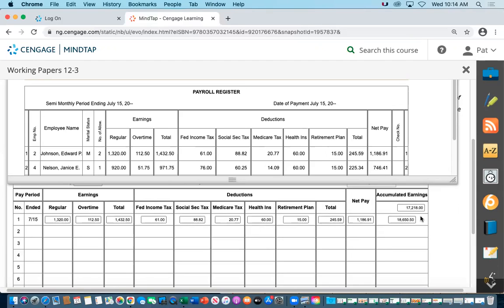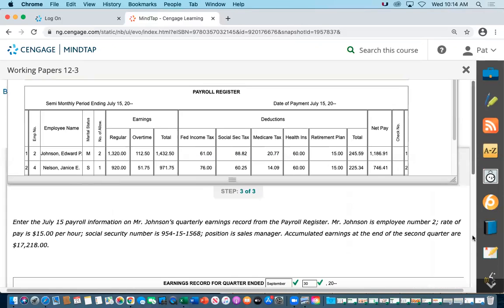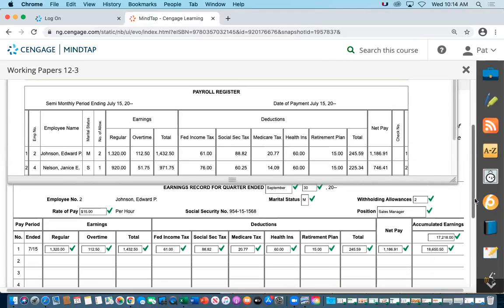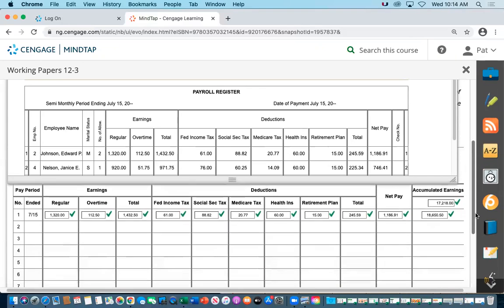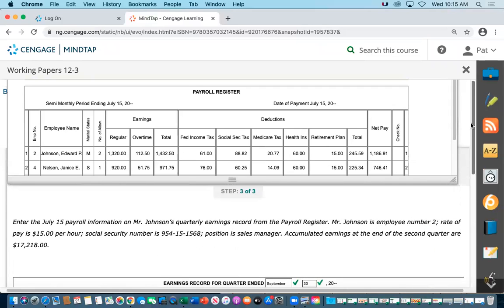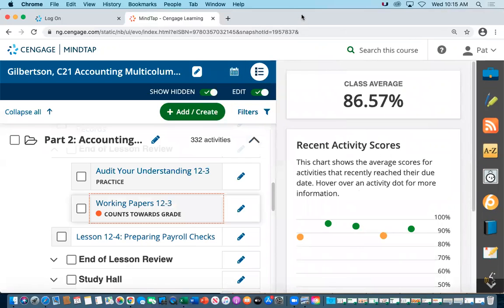To get the new accumulated earnings, you need to take old accumulated earnings plus the total earnings, not net pay. Accumulated earnings is earnings, so add the other earnings. It's kind of an easy way to do it. Okay? That's all she wrote, folks. The payroll register and then the employee earnings record. And that is 12-3 working together.